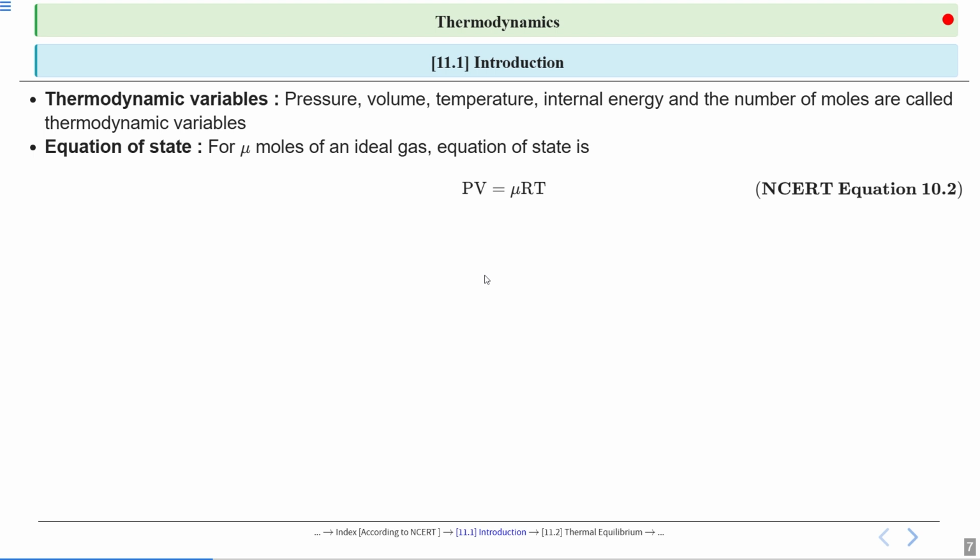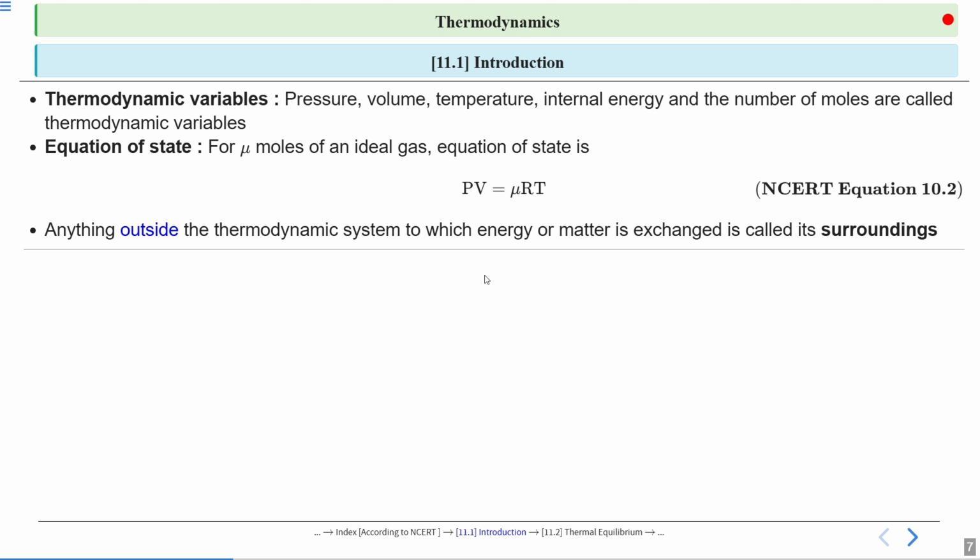Equation of state. Suppose we have mu moles of an ideal gas. In that case, the equation of state is PV equals mu RT, or we can say this is the ideal gas equation, where P is pressure, V volume, mu number of moles, R constant, and T temperature. Anything outside the thermodynamic system to which energy or matter is exchanged is called surroundings.